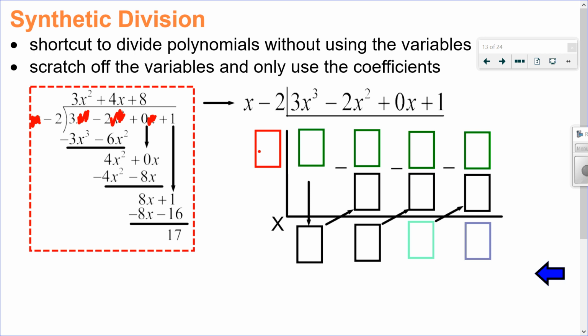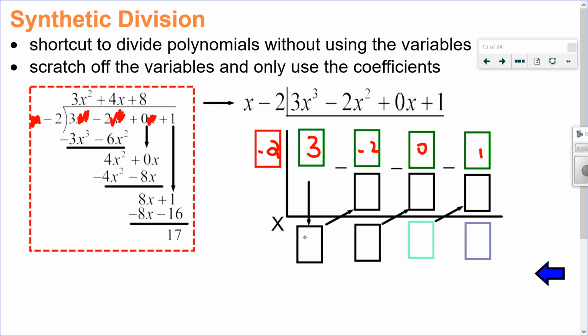So negative 2 is going to go on the outside, and on the inside are all of my coefficients. So 3, negative 2, 0, and then of course my constant of 1. So I'm going to follow the same process that I do with division. I'm just going to do them with numbers instead of variables.